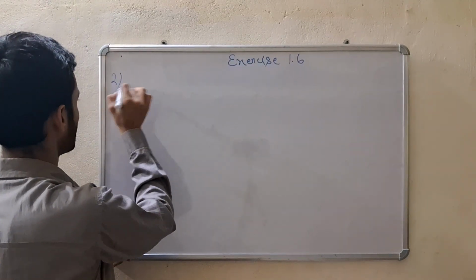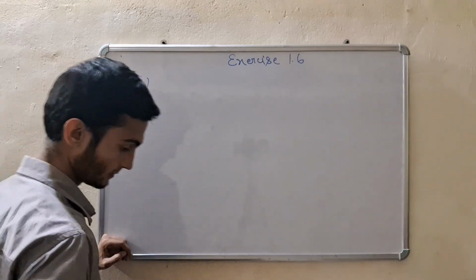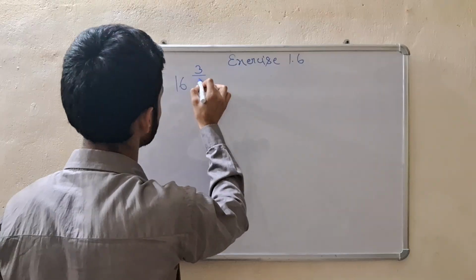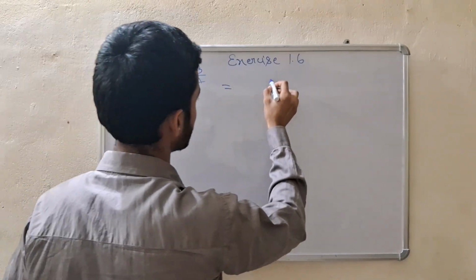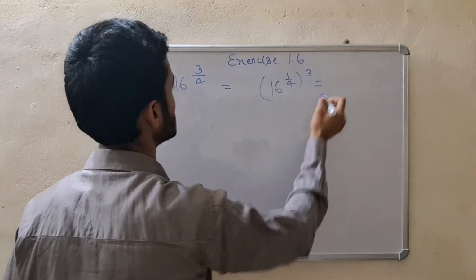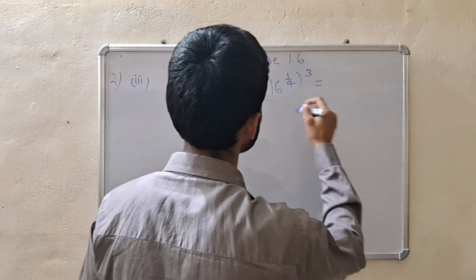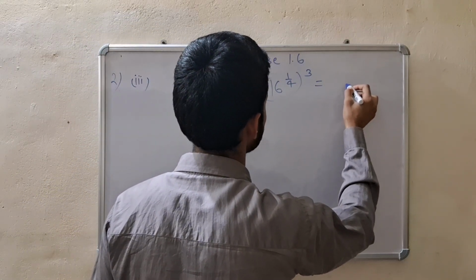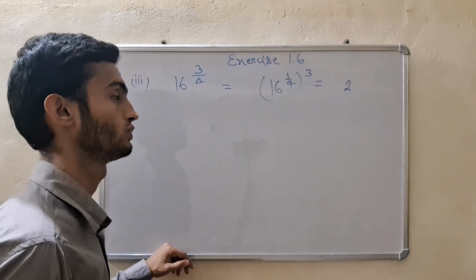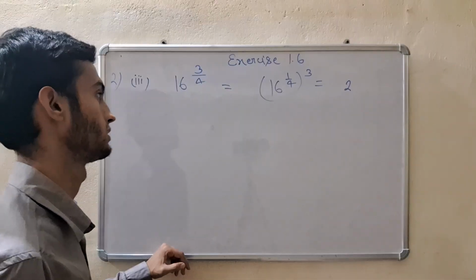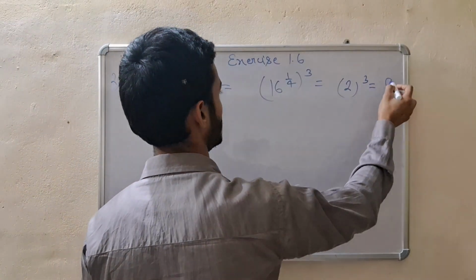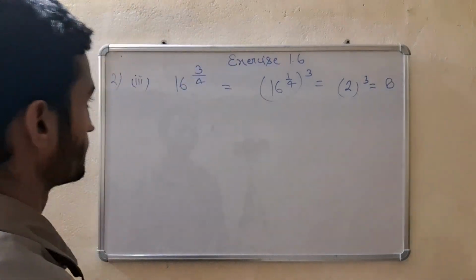Now second question, third part, and it asks us to find 16 to the power of 3 upon 4. So first we will calculate the fourth root of 16 and then raise it to the power of 3. So the fourth root of 16 is what? 2. Yeah, 2 to the power 4 gives you 16. 2 times 2 is 4, times 2 is 8, times 2 is 16, yeah, 2. And then 2 raised to the power of 3 gives you 8.